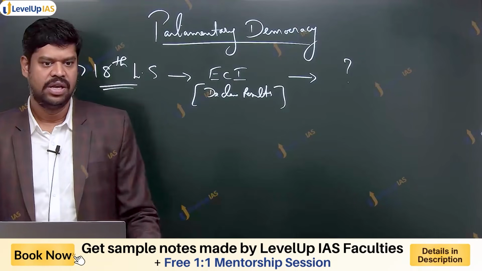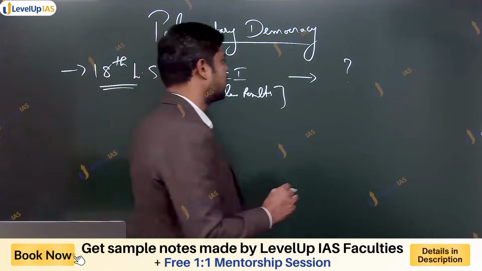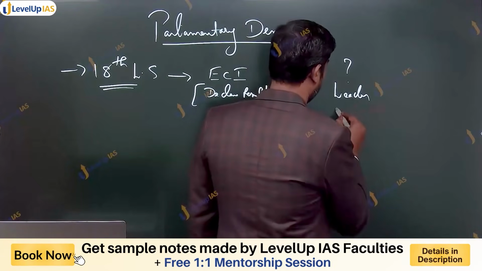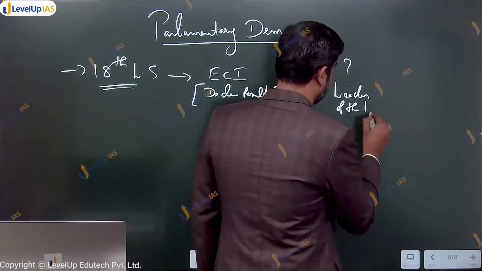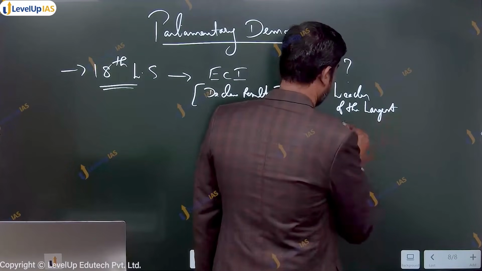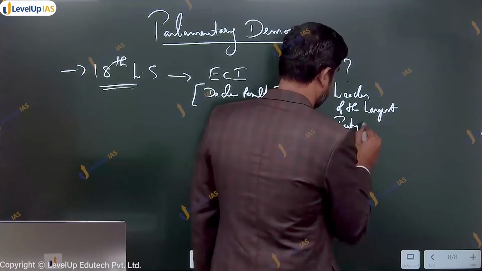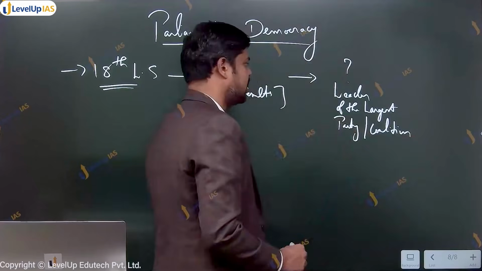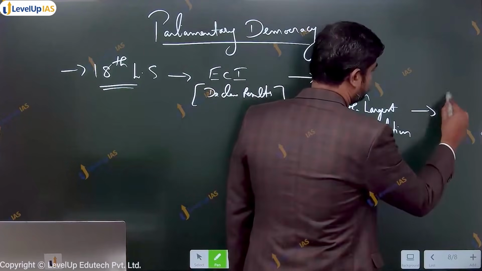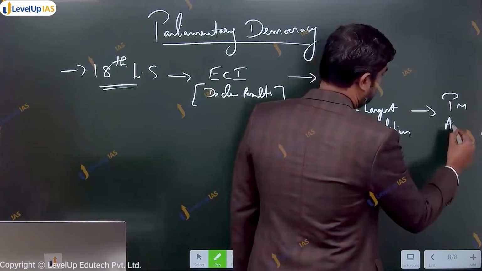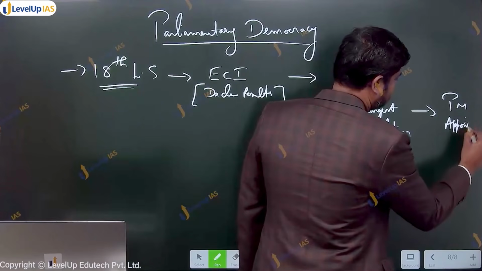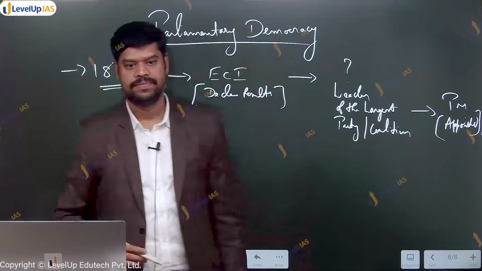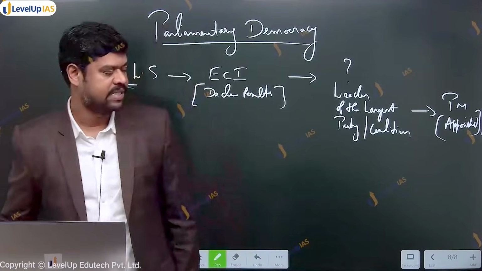Is that clear? So, a leader of the largest party or the leader of a coalition is selected, and then the leader is usually appointed as a Prime Minister. And who appoints a Prime Minister? Who? The President appoints a Prime Minister.